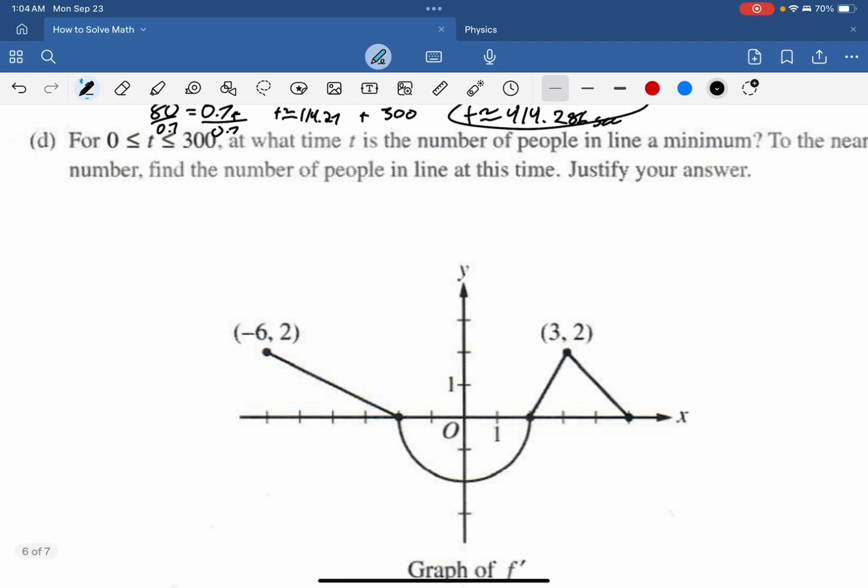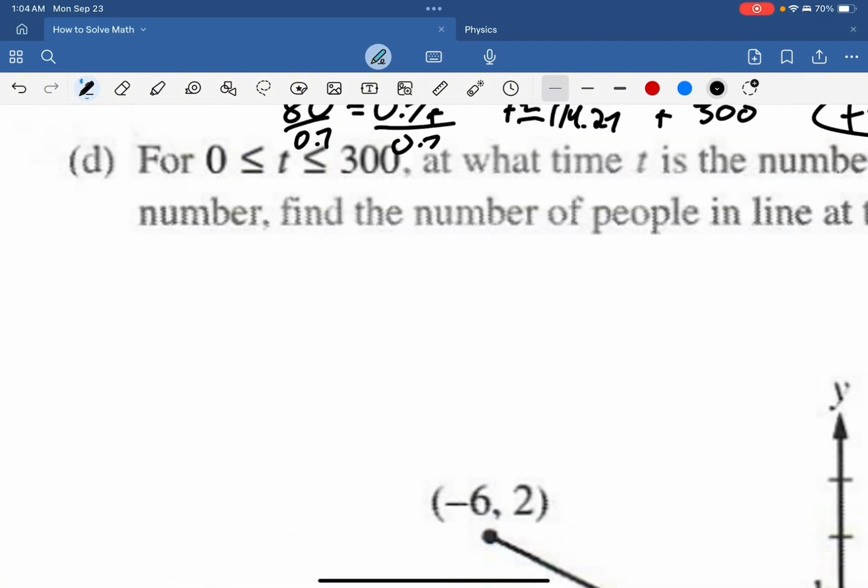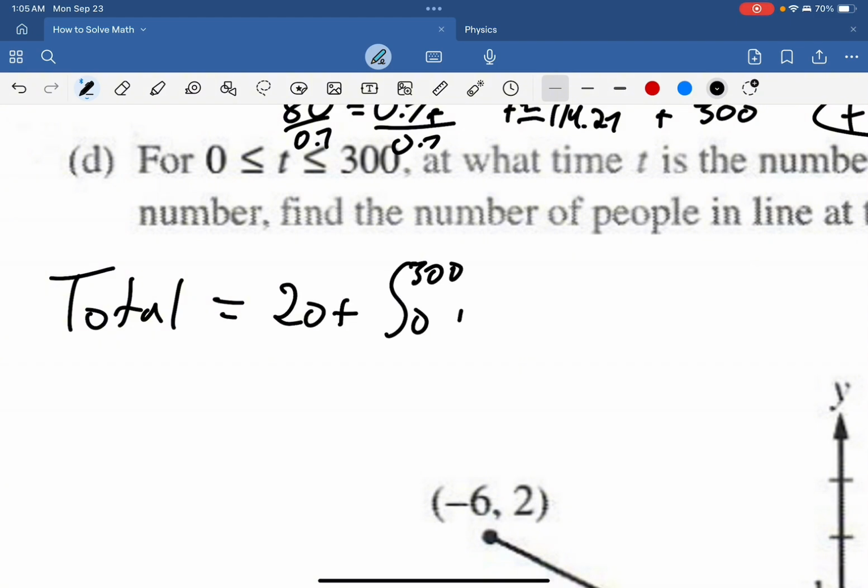Anyways, for the next problem, now we have to find at what time t the number of people in line is the absolute minimum. The equation we're going to use for total people is 20 plus the integral from 0 to 300 of r of t minus the integral from 0 to 300 of 0.7t. There we go.